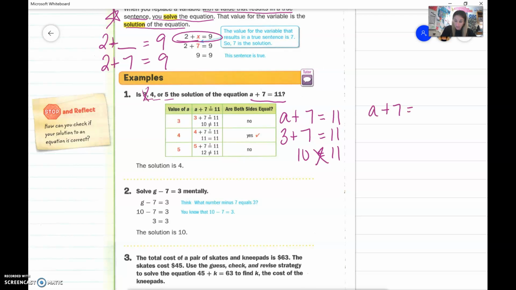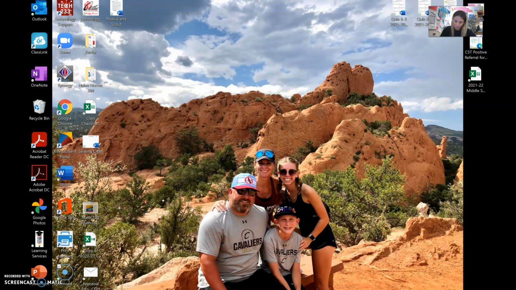A plus 7 equals 11. We're going to replace the a with 4, and you should be doing this as well. 4 plus 7 equals 11. Now we solve. What's 4 plus 7? 11.